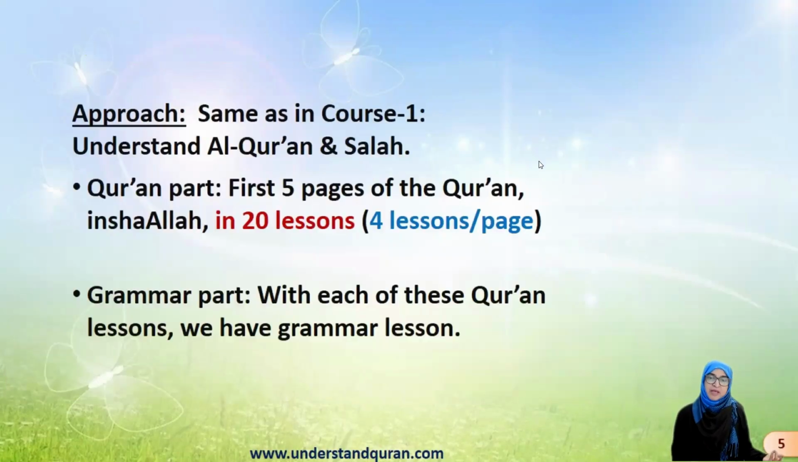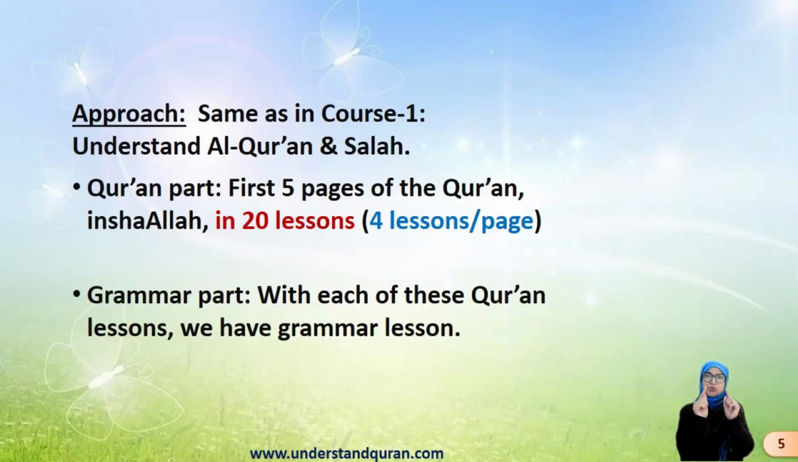The approach is the same as course 1. What we used to do in course 1, there will be 2 parts, the Quran and the grammar. So in course 1, we did the Salah. And in course 2, we are going to begin with Surah Baqarah, inshallah. And we will be doing the first 5 pages. Now, the first 5 pages of the Quran, we will finish in 20 lessons. And each page, we will do in 4 parts. So page 1, there will be part A, B, C, D. Then page 2, page 3, page 4, like this.